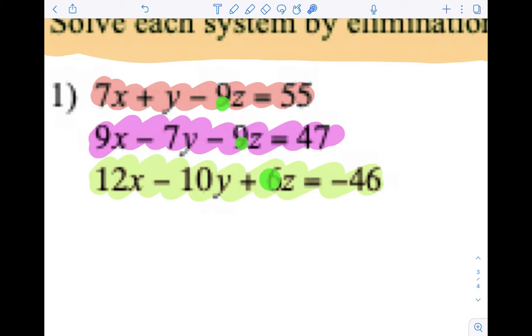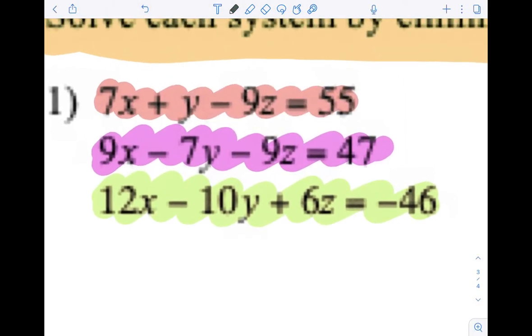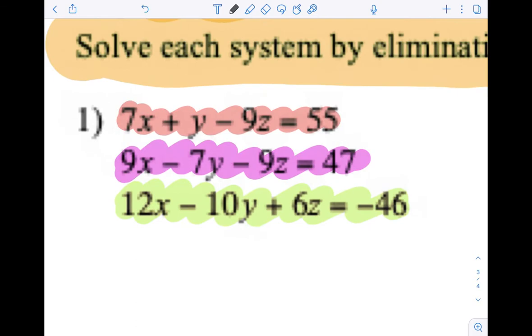So 9, 9, and 6. Well, I can make them all 18 if I multiply this by 2 to make negative 18, and this by 2 to make negative 18, and this one by 3 to make positive 18. I think I'm going to go with that. I think that's the simplest way to do it. It's the smallest number, right? I want to work smarter, not harder. So I'm going to multiply this red equation by 2, this pink equation by 2, and this green equation by 3.